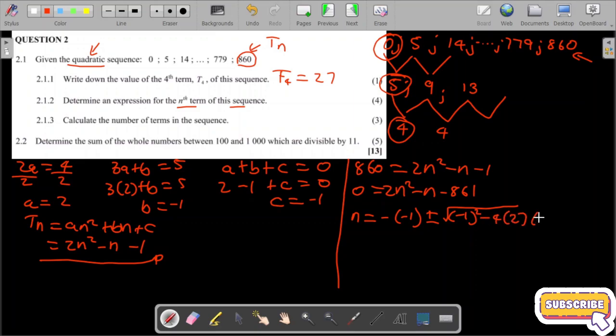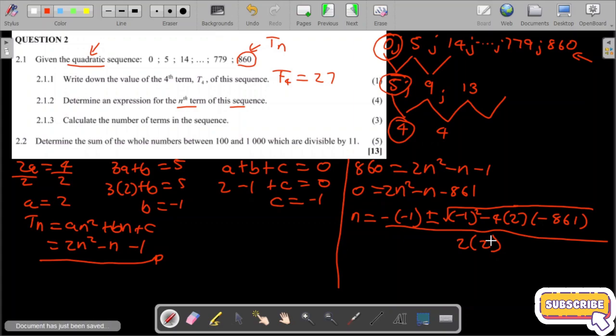My a is 2, and then my c is negative 861, all over my 2a, which is 2. And then if I punch my calculator: negative into negative 1, plus the square root of negative 1 all squared minus 4ac, which is negative 861, and then 2 into 2.